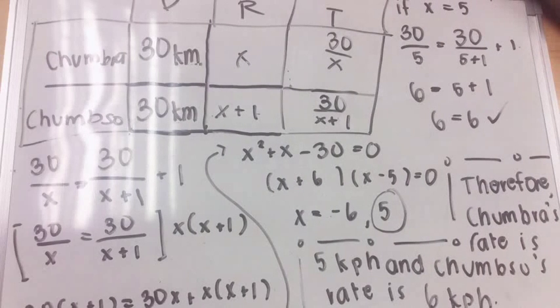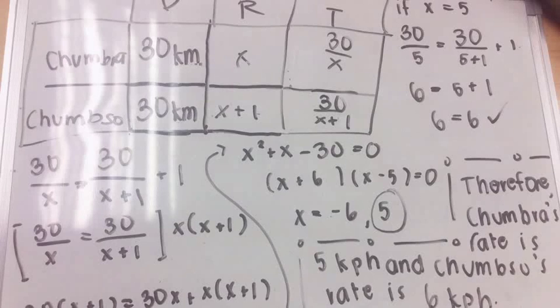Now, we know that we have to factor this in order to get the value of x. Factoring this gives us x plus 6 and x minus 5. Now, using the zero factor property, x is either equal to negative 6 or 5. Once again, we pick the positive answer, as we know that for rate, you cannot travel a negative distance.